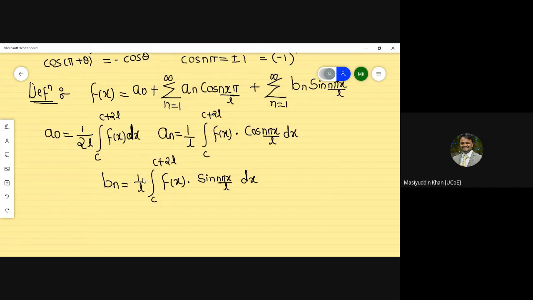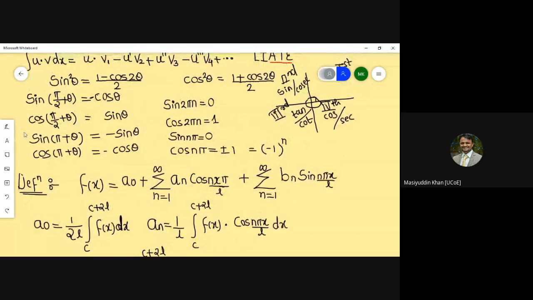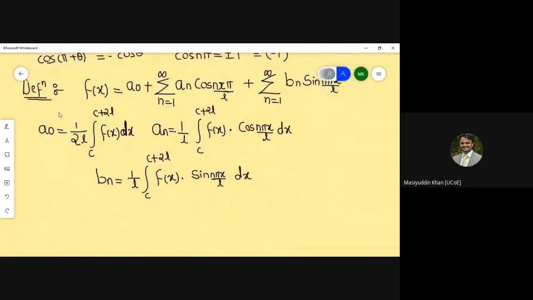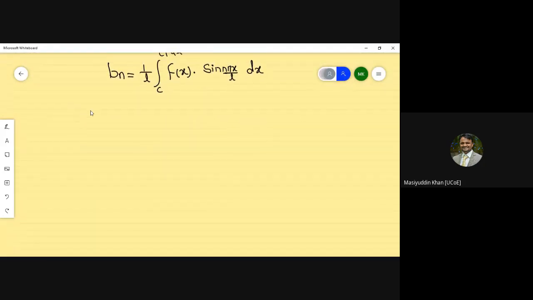And b n. The difference between a n and b n is only cos and sine, so you should remember these things. A few more things I explained about the basic concept of trigonometry and integration by parts. Now, without taking so much time, we'll move ahead and solve the first type of Fourier series. So that is type 1, you should remember.